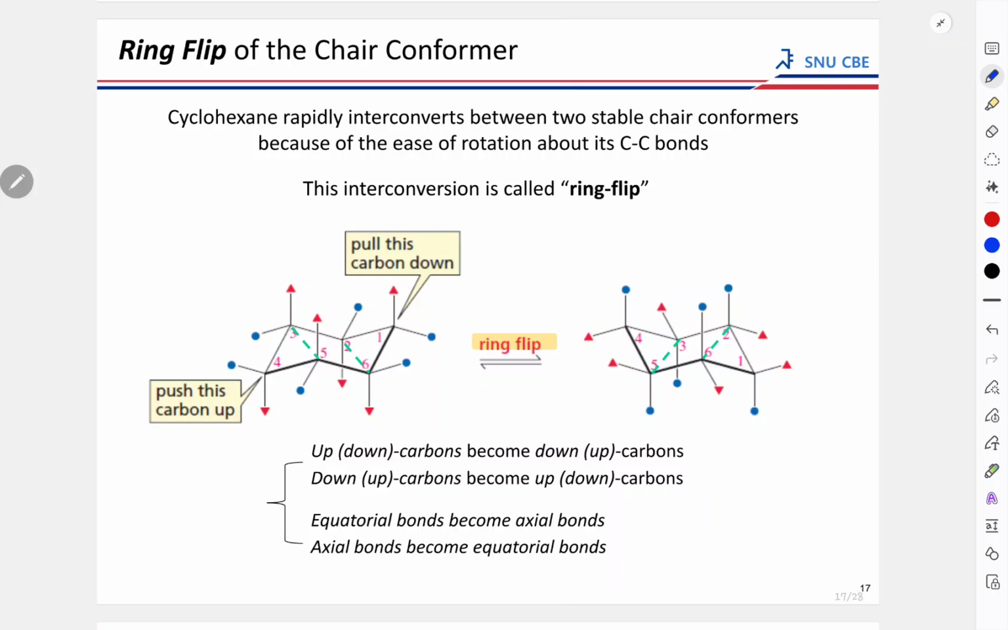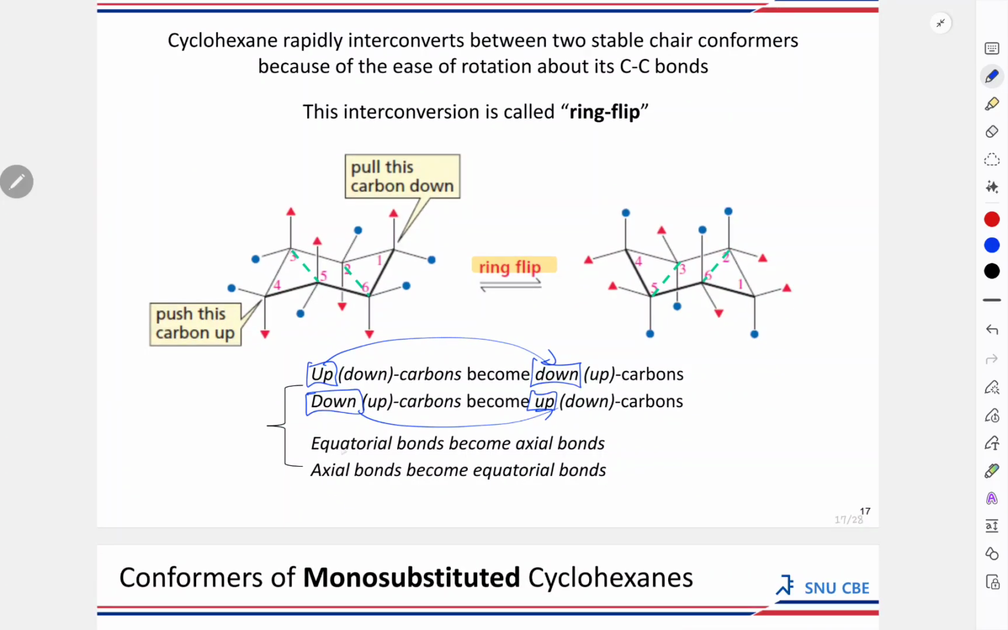And there is a rule when ring flip takes place, and it's better to remember this. So up carbon basically changes into down carbon after ring flip, and vice versa. The down carbon goes to up carbon. That's rule number one. So that's about the character of carbon and how they change upon the ring flip. And bonding wise, there's an interconversion between equatorial bonds and axial bonds. Every equatorial bond changes into an axial bond and vice versa. Every axial bond becomes an equatorial bond.